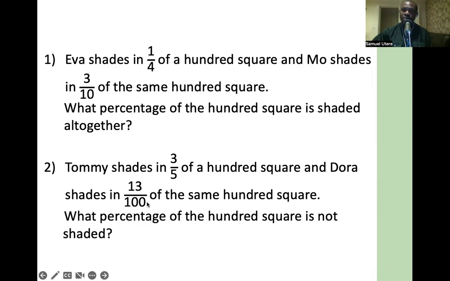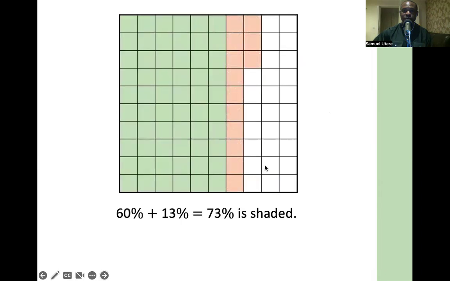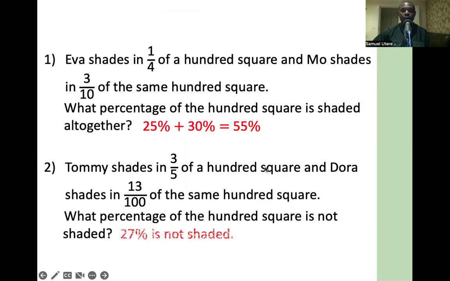But now we have 13/100. So 60 plus 13 will be 73. If we want to find out the parts that is not shaded as a percentage, we have to take away 73 from 100. And that gives us this result. So our answer is 27%. That's our answer.